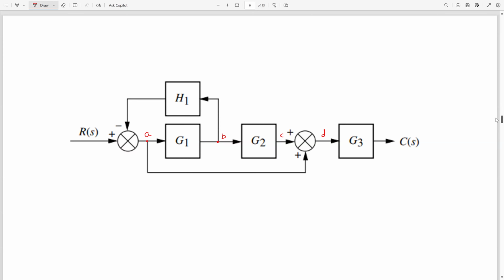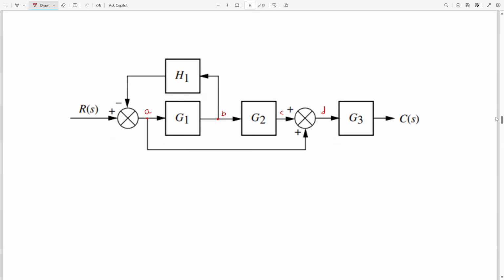Now the next step is to draw the nodes. I'm going to draw the node for the input signal, the first node here, and I name it R of S. And then the second node, I name it A. Then the third node, B. Then the fourth node, C. Then the fifth node, D. And the next node, which is C of S.